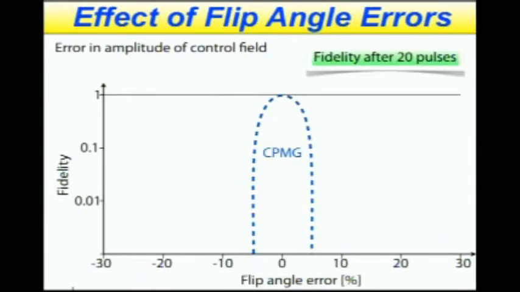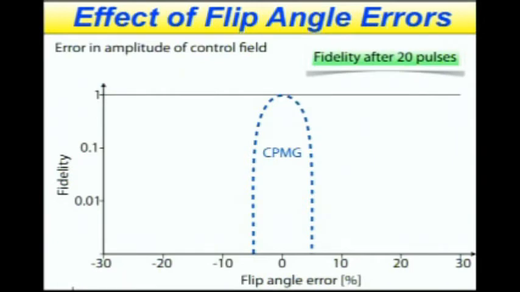Let me illustrate that. On the horizontal axis here, I plot the flip angle error. So that's the deviation between the field that you apply theoretically and the one which is generated in the lab. Of course, if you have no flip angle error, then the traditional sequences like CPMG perform perfectly. You have a so-called fidelity of 1. If you have a flip angle error, in this case of 5%, the fidelity goes to 0. Why? Well, this is the fidelity after 20 pulses.